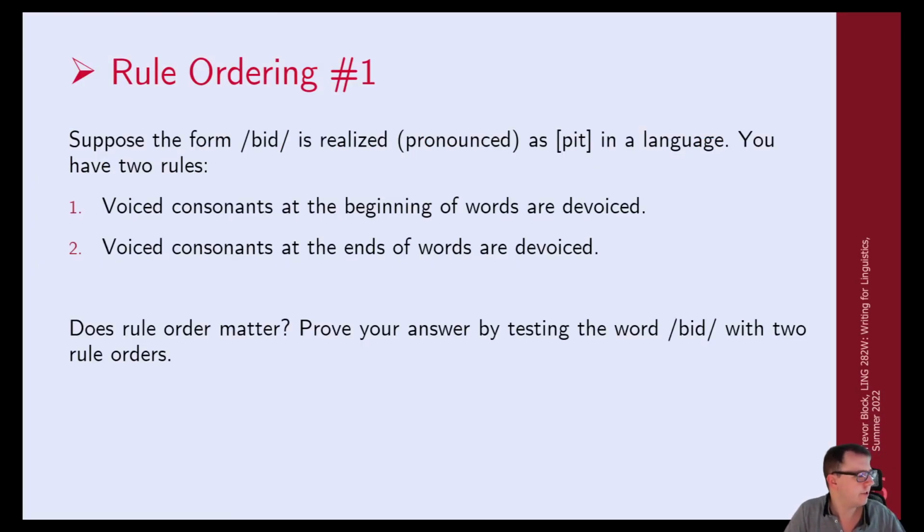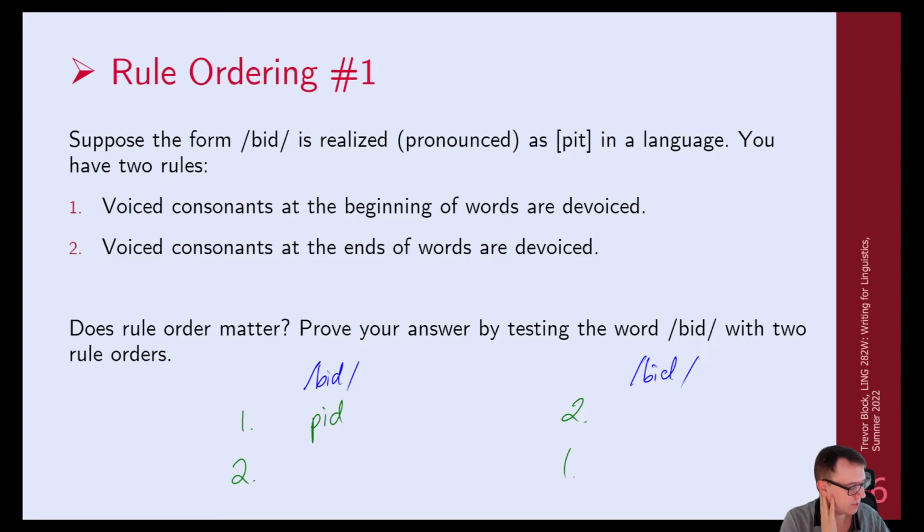So here's another example. Suppose you have bead. We'll do it twice because we're going to do 2 tables. So rule 1 is voiced consonants at the beginning of words are devoiced. And then we have voiced consonants at the ends of words are devoiced. So let's do 1, 2, and let's do 2, 1, and see if there's a difference. So 1 says the voiced consonant at the beginning becomes devoiced. So we get peed. And 2 says the consonant at the end becomes devoiced. So we get peat. So our final output, if we do 1 then 2, is peat.